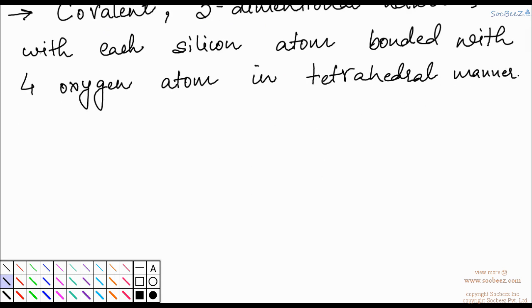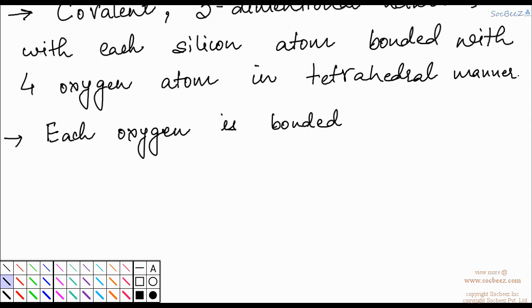And each oxygen atom is bonded with another silicon atom, and the corners of the tetrahedron are shared.